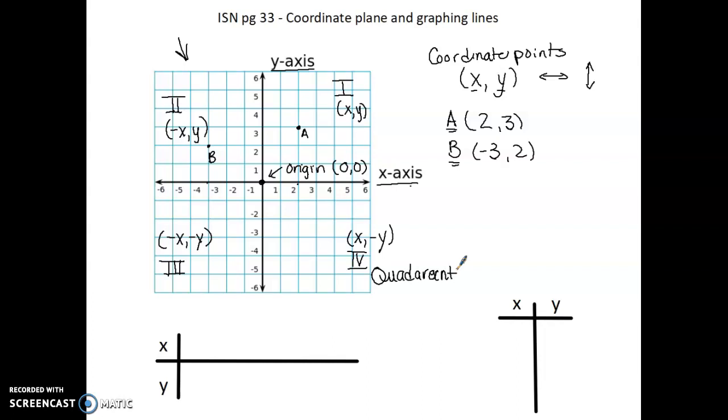Some other terms that I want you to remember when we're talking about coordinate planes. These points, the x, when you're graphing these lines, we typically do it using a table of values. You can see a horizontal table of values, or I often use a vertical table of values. These will indicate the points that you're going to graph.